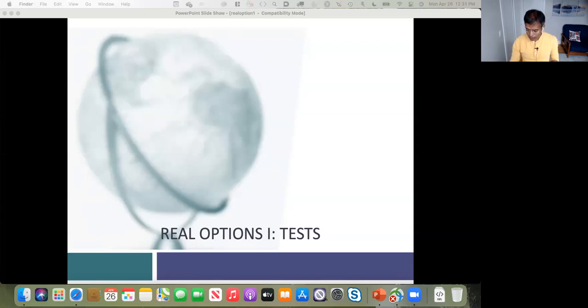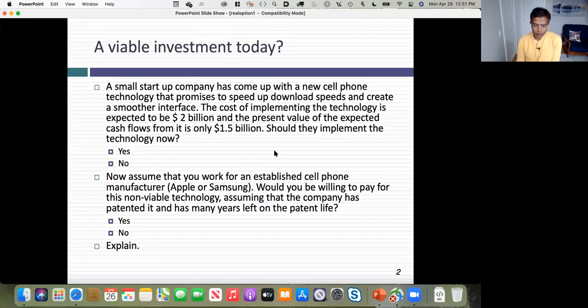Okay, so let's talk about options. We're going to start again with the test for today. Let's start with a very simple proposition. Let's assume you're a small startup. You come up with a new cell phone technology that speeds up downloads and makes the interface much smoother. Based on what you know today, and that's key, you think it'll cost you about $2 billion to develop the technology. And you think, based on what you know today, that your expected cash flows from developing it today would be only $1.5 billion. So here's my first question. It's an easy one. Let's get it out of the way. Nick, would you develop the technology?